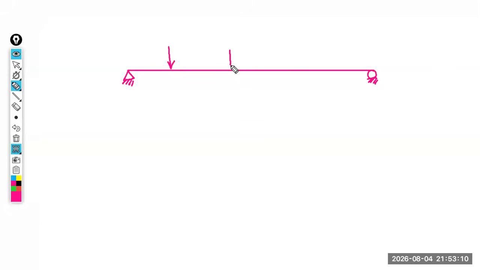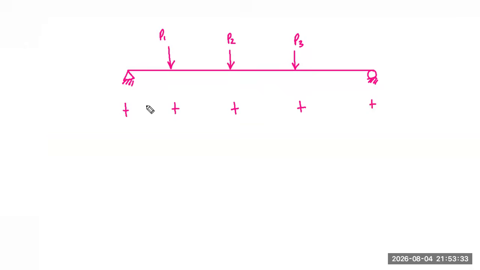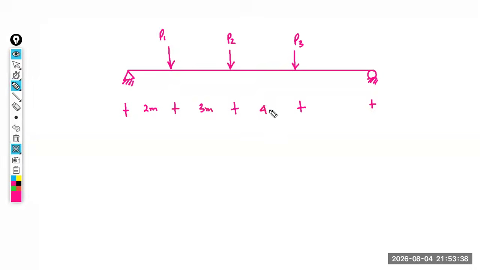Let me put another force here. So P1, P2, P3. Okay? Well, let's take it like this. And then let's consider these distances. Let me say that this is 2 meters, 3 meters, 4 meters, 5 meters.